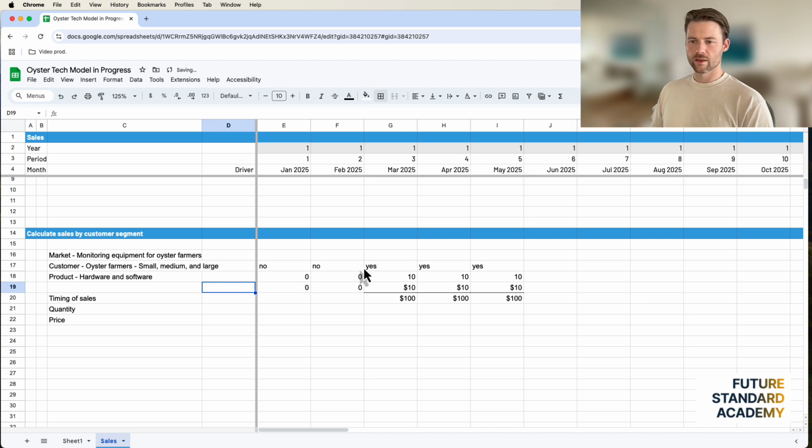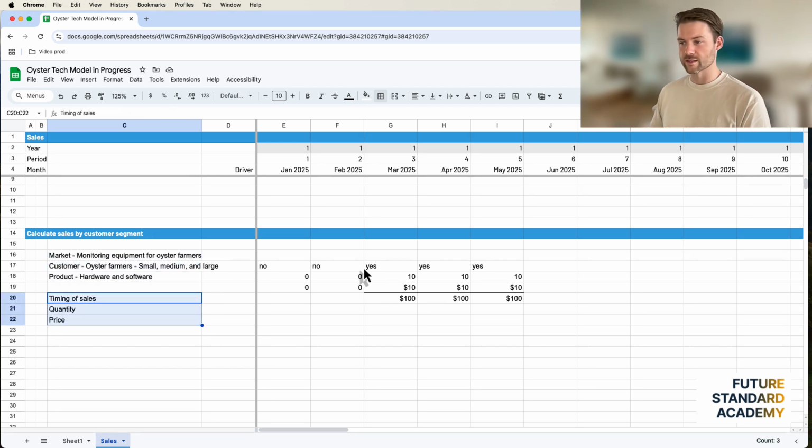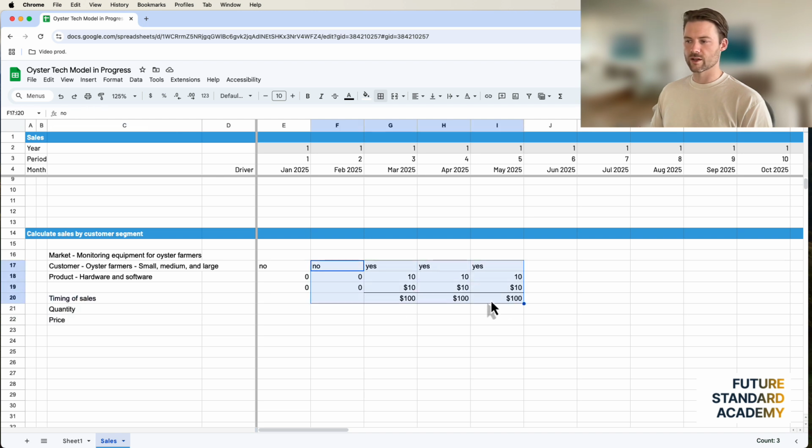So now you can see these 3 questions. What's your market? What's your customer archetype? Are they small, medium, large? And what does that do to your sales approach? What's the product that you're selling? That's what's going to frame up the categories. And then you answer these 3 questions. What's the timing? What's the quantity? What's the price? That's how you're going to get the information actually populated.